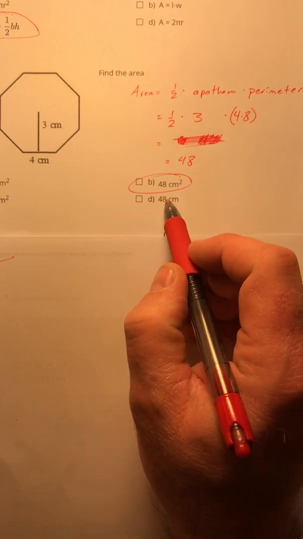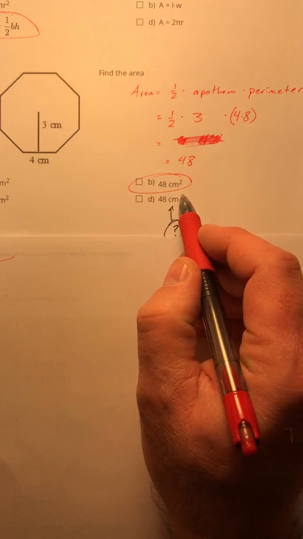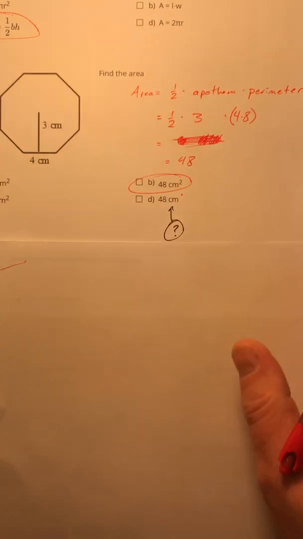Notice this one, letter D, this is incorrect. We have the units wrong on here. So it's letter B, not D.